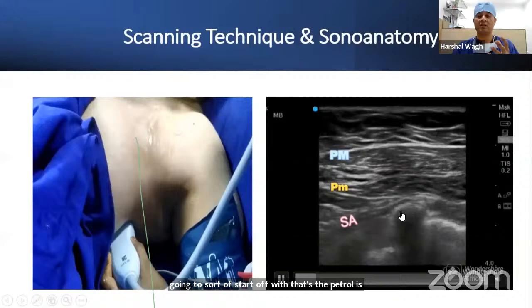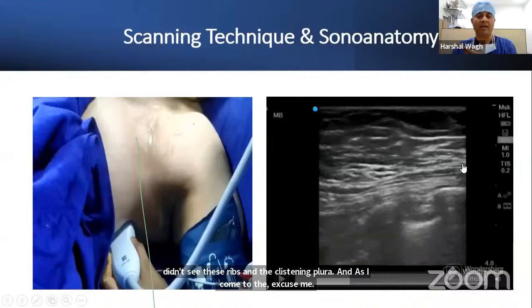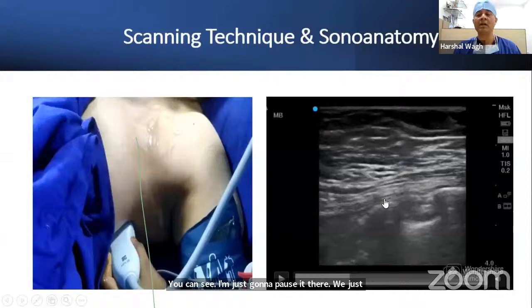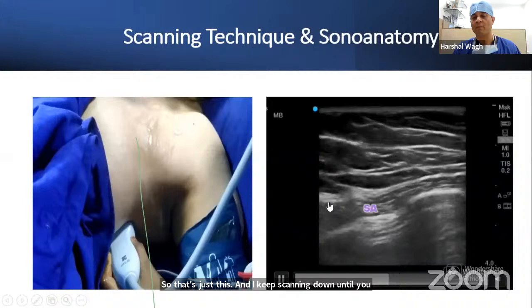As I come to the lateral, I'm just going to pause it there. We just passed the lateral edge of the pectoralis muscle, and I'm seeing that these are the ribs. The only muscle seen on top of the ribs is the serratus, because I've still not gone posterior enough to see the LD yet. So that's just the serratus anterior, and I keep scanning down until you start seeing some muscle come up somewhere here, which is going to be the latissimus dorsi.